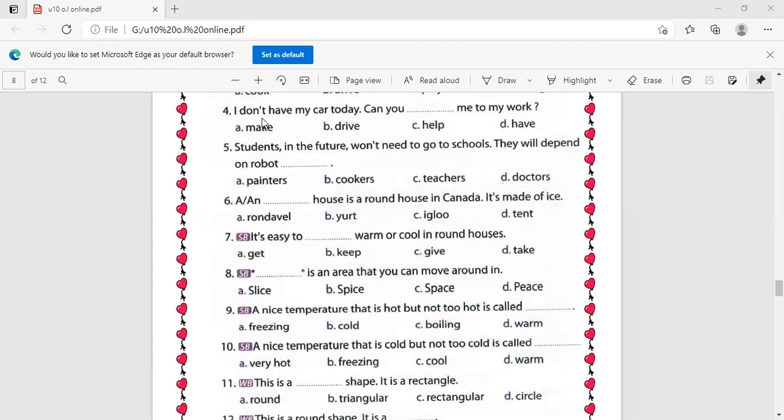Number four: I don't have my car today. Can you drive me to my work? Yeah, to drive somebody means to give him a lift, to get him to his work or wherever. Okay, thank you, Fahd. Number five, Kinsey.